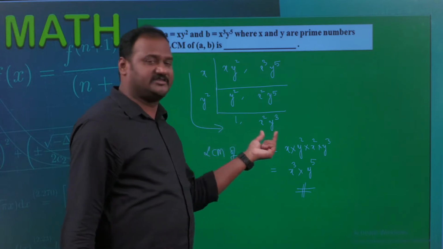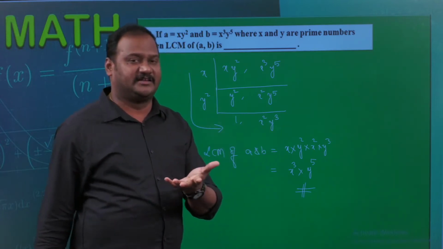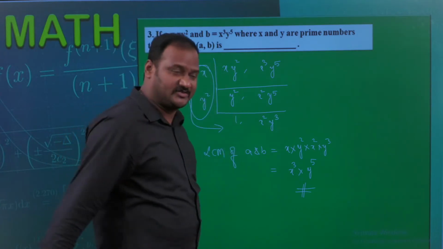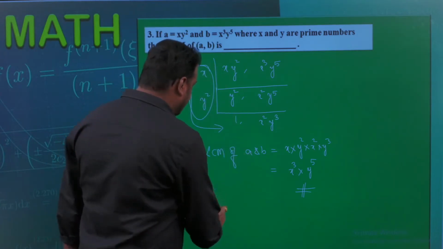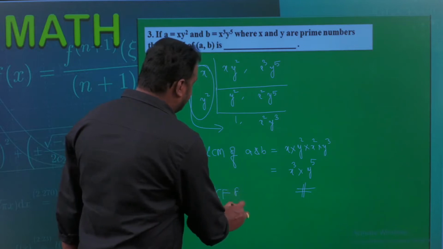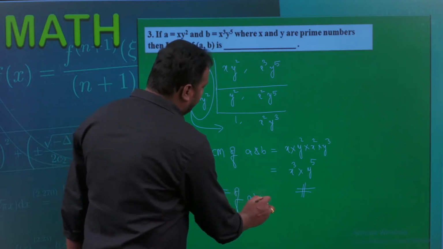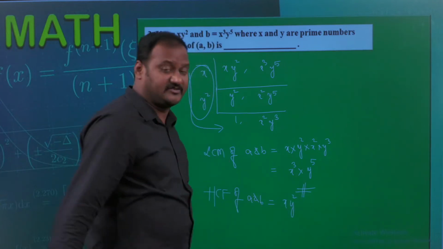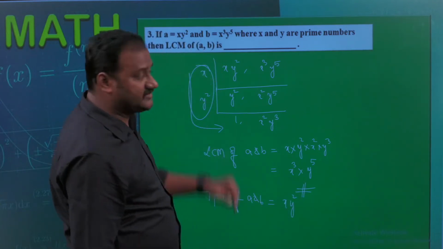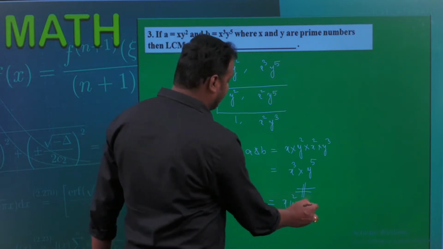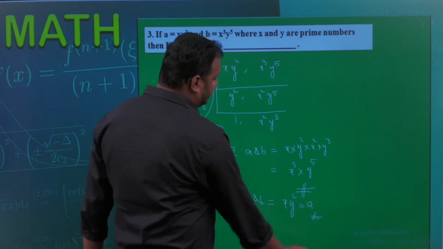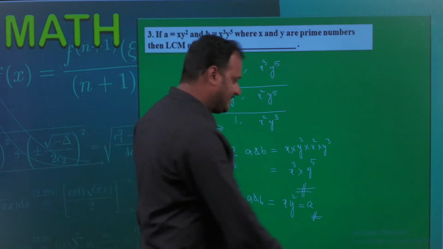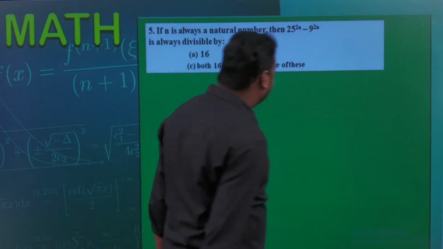From here onwards there is no common factor. Then the HCF of these two numbers is going to be xy square. I am giving you extra information. That is what the HCF of A and B is going to be: xy square. Xy square is the HCF. Of course, xy square is going to be small a. So this is the HCF of the given two numbers. Hope you understand? Yes. Let's move on to the next problem.